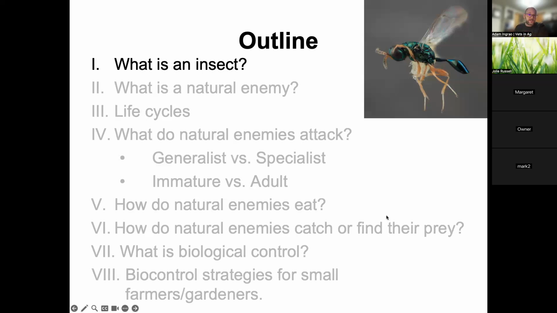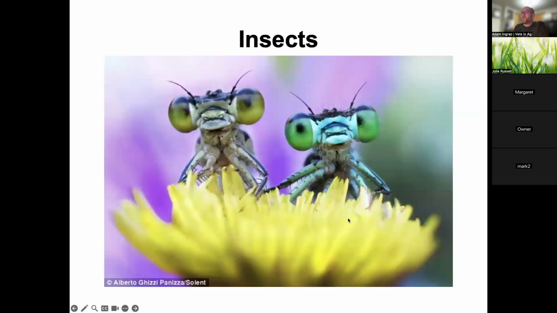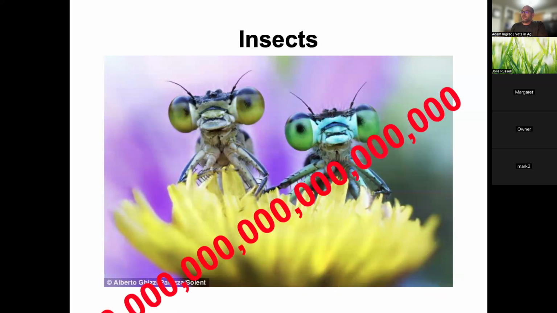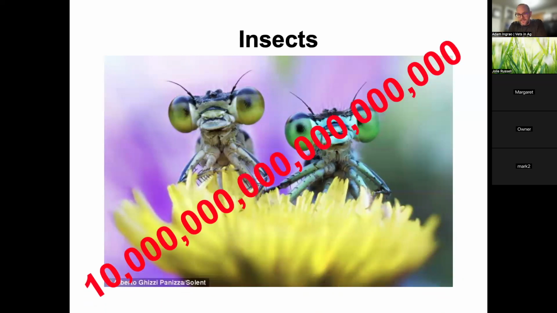So let's start with what's an insect. At the most basic level, insects are some of the most numerous and successful organisms on the planet. At any one time on planet Earth, there is said to be 10 quintillion insects. That's a one with 19 zeros after it. 10 quintillion insects on the planet at any one time.